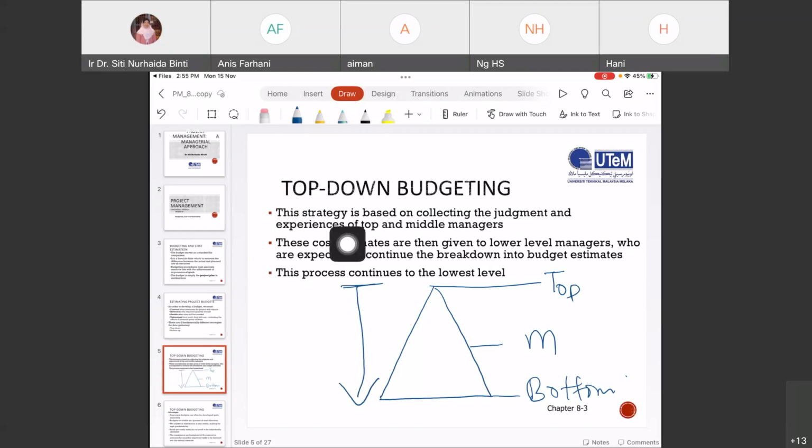This strategy is based on collecting the judgment and experiences of top and middle managers. So it's based on judgment, on estimation and experiences. These cost estimates are then given to lower level managers who are expected to continue the breakdown into budget estimates. So this process continues to the lowest level.